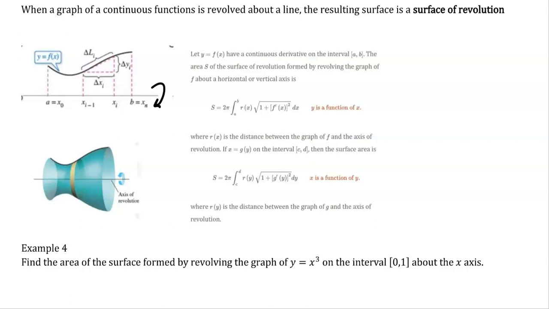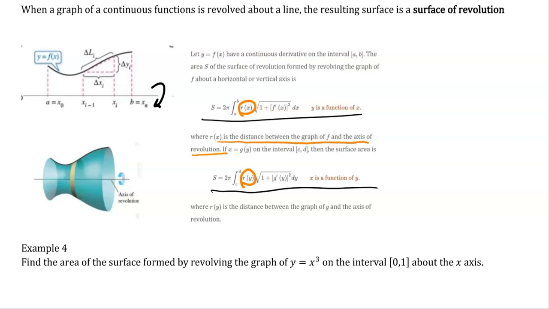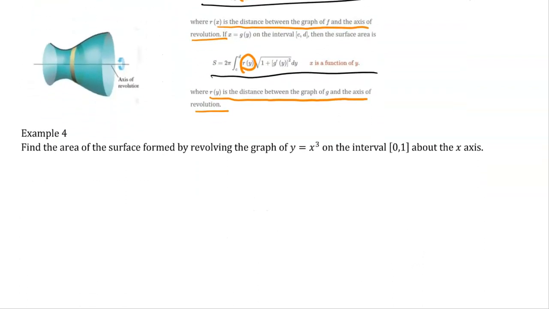Again, we have two different formulas depending on whether we have a function of x or a function of y. This formula looks very similar to the previous formula that we had for the arc length, but one thing that is new is we have this r of x or r of y, depending on which variable we're using, inside the integral, and that r represents the distance between the graph and the axis of revolution. Same thing down here, it is the distance between the graph and the axis of revolution. So let's look at an example of how we will apply that formula.